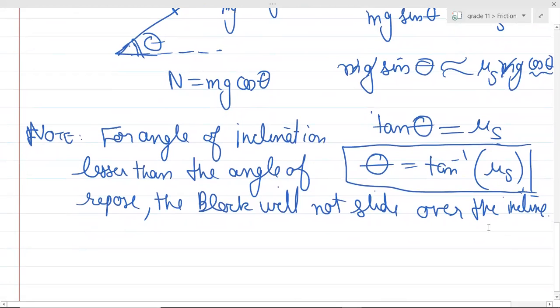So these were the two angles which I wanted to discuss. So the theory part of friction is over. Now only the question part is left. So we'll do the question part and today we'll be done with friction. Okay guys? In the next class I'll start with circular motion.